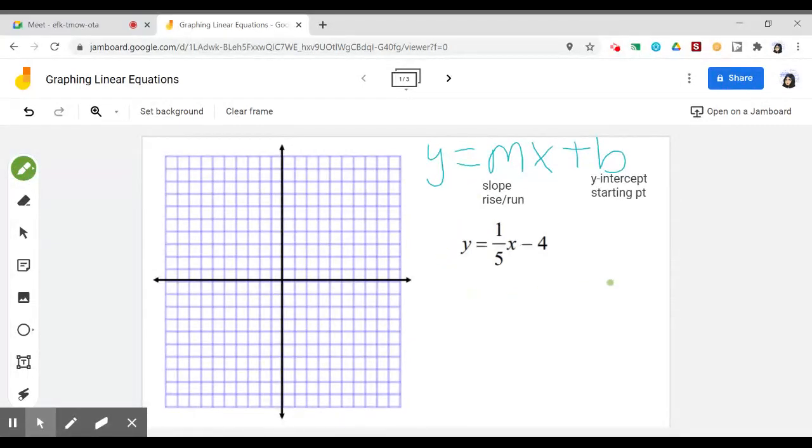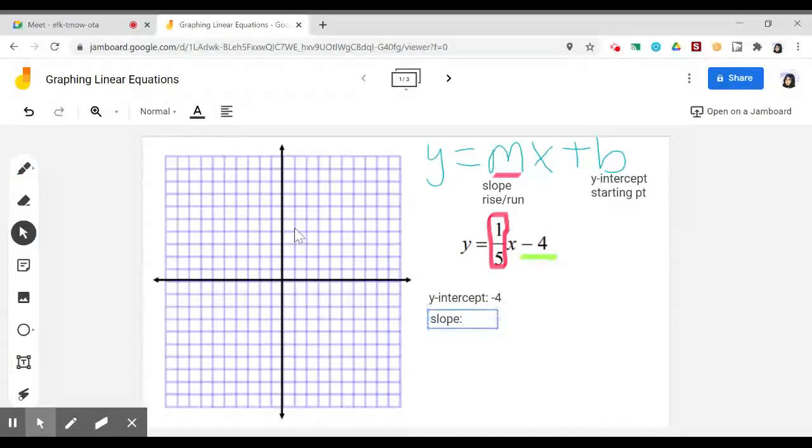So I'm going to look at my first line, and I'm going to identify my starting point, which is going to be -4. So my y-intercept is -4. That's my constant term. That's just my number. And then my slope is m, which is in front of x. So my slope is the fraction or the number right in front of x. Okay? So my slope is 1/5.